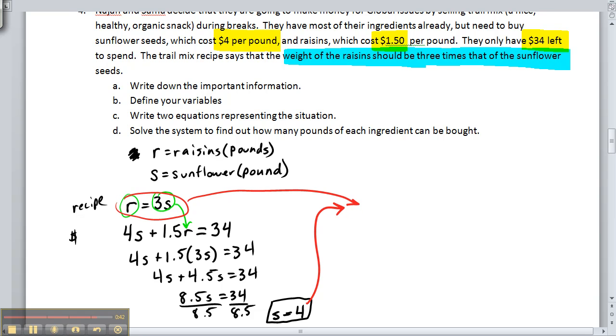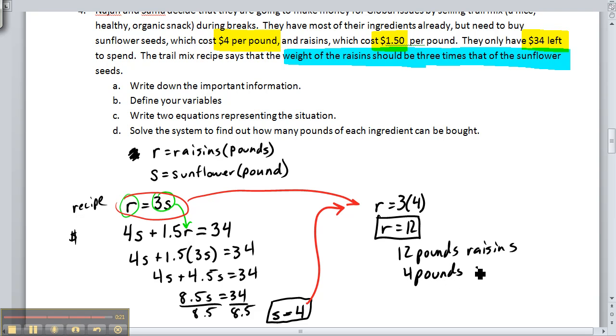So then I'm going to end up with R equals 3 times S, which is 4. So R equals 12 pounds. And so I need 12 pounds of raisins, and I need 4 pounds of sunflower seeds. Ta-da! We answered the question.